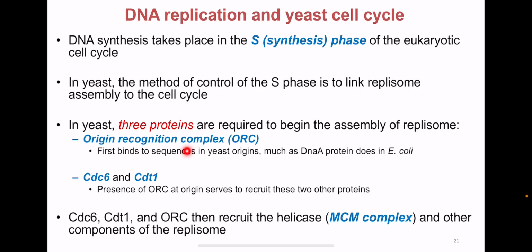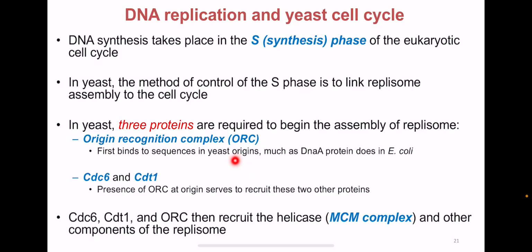Okay, the first one is the ORC, which is the origin recognition complex. This ORC is the first thing. It binds first to a sequence in yeast origins. Yeast also have their origin of replication, and the ORC will bind to the origin of replication.